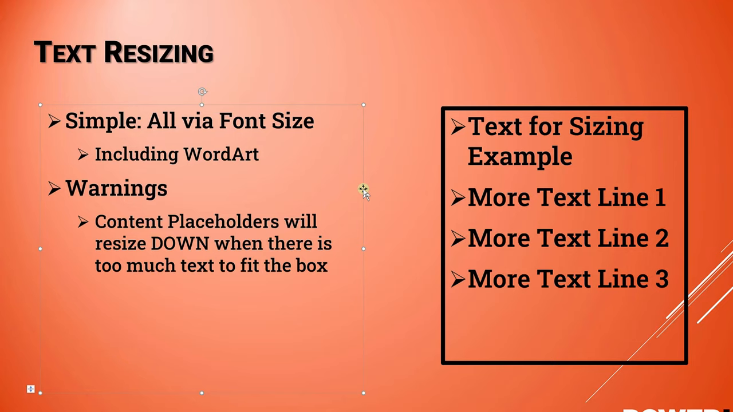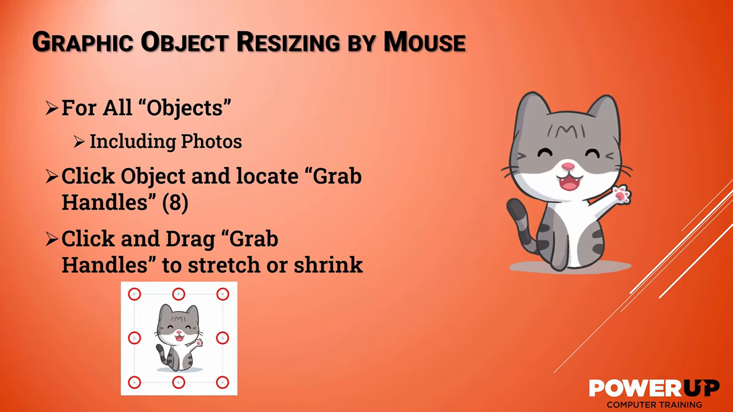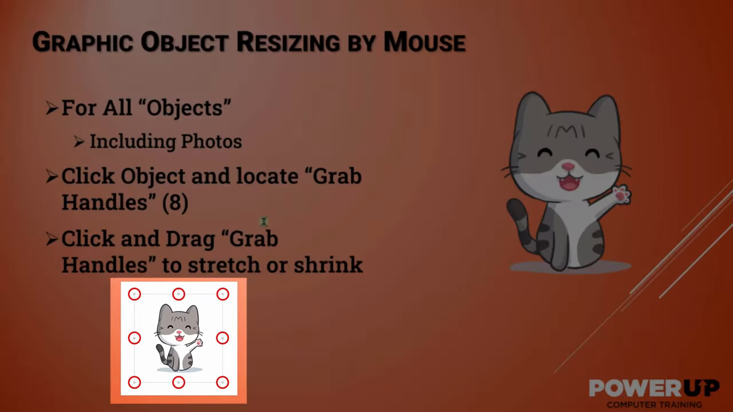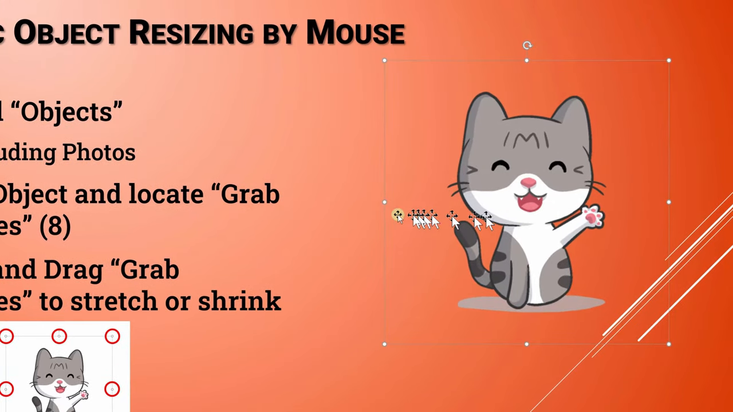Now, let's move to resizing graphic objects with the mouse. To resize an object, you must select it. And once selected, it will show 8 grab handles for which you can click and drag to grow or shrink the object. If you watch carefully, you will see that the mouse cursor icon changes when you hover over the grab handles, indicating which direction you can grow or shrink, such as horizontal, diagonal, and vertical.